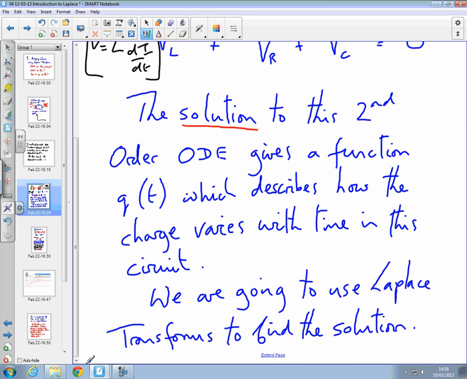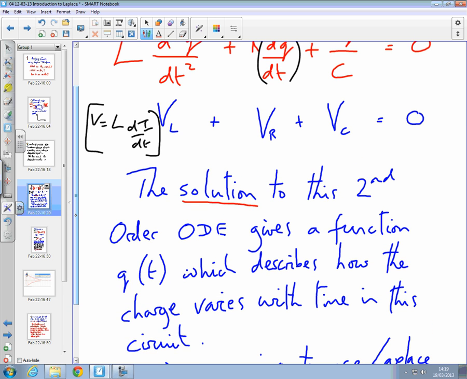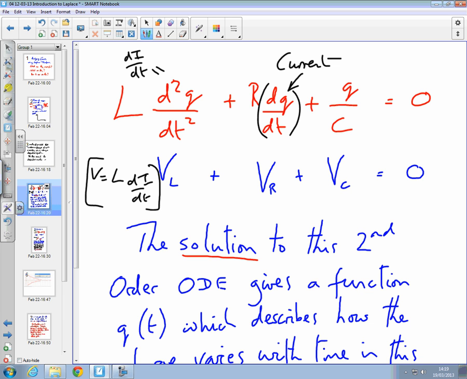The solution to this second order ordinary differential equation gives a function q as a function of time, which describes how the charge varies with time in this circuit. As we've just been saying, we're going to use Laplace transforms to find the solution. Just a word on this as a reminder from last year. It's second order because we've got a second differential in here. And it's ordinary because we've only got one independent variable, time. And it's a differential equation because it's got differentials in it. So it's a second order ordinary differential equation. And it's an equation because we've got this equals 0 in there.